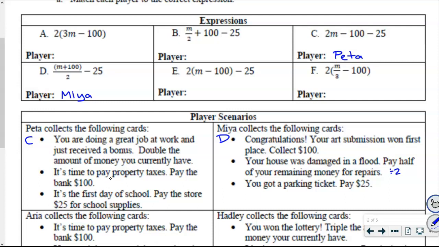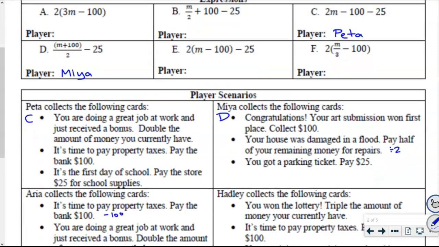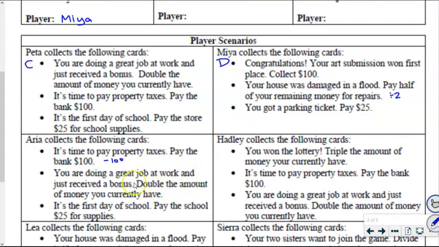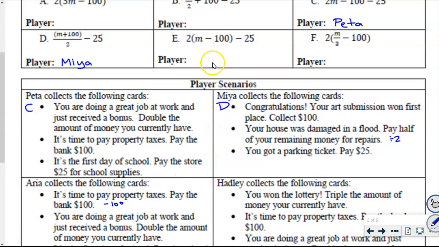Thank you. Jamie, which one shows that? E. How do you know what happened first? It's in parentheses. First thing that's happening is we're paying $100, and in parentheses, we're seeing the amount of money subtracted by $100. Let's keep reading and see if the rest of it matches. You're doing a great job at work, and you just received a bonus. You're going to double the amount of money that you currently have. And we can see that those parentheses, where we first subtracted $100, is now doubled. We're multiplying by 2.